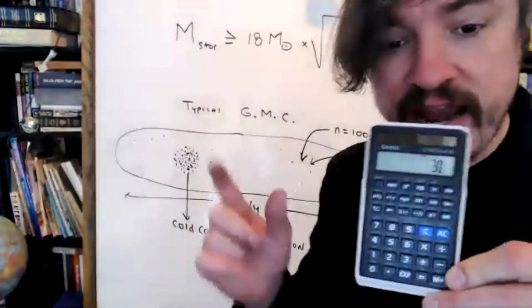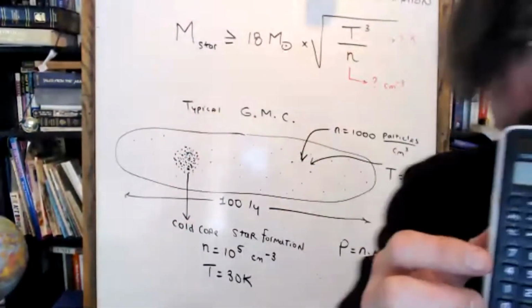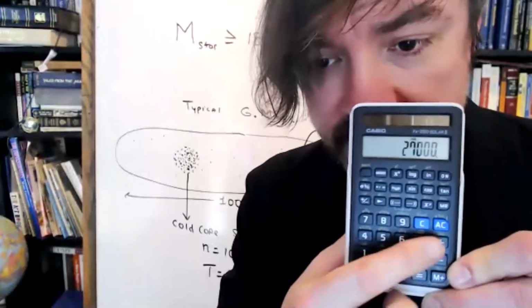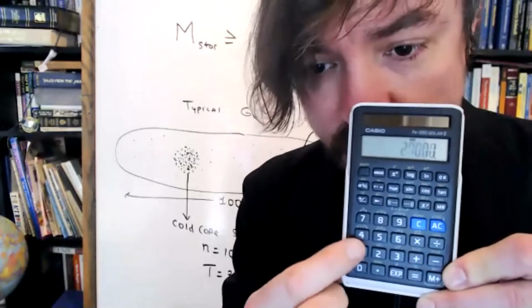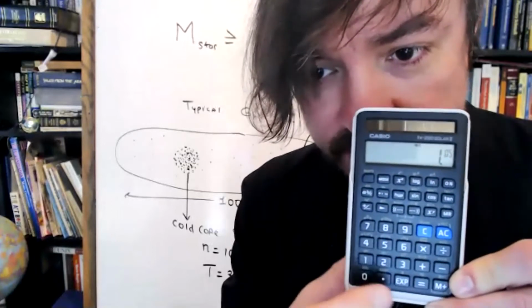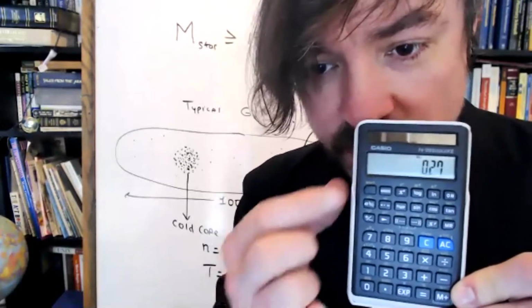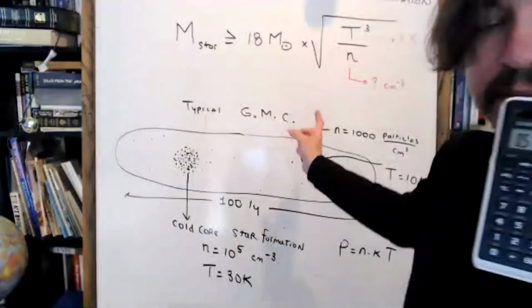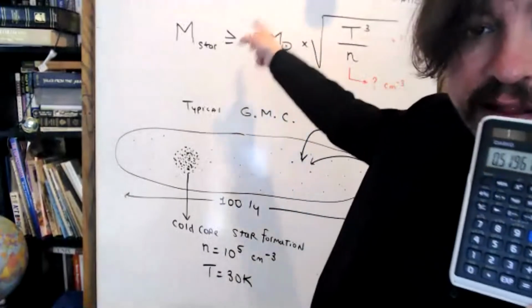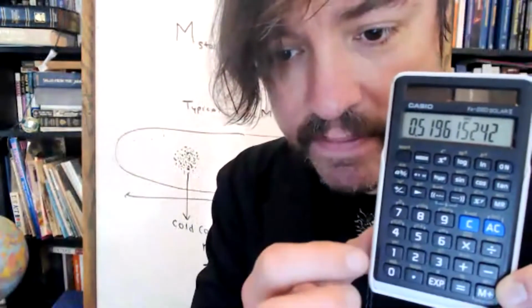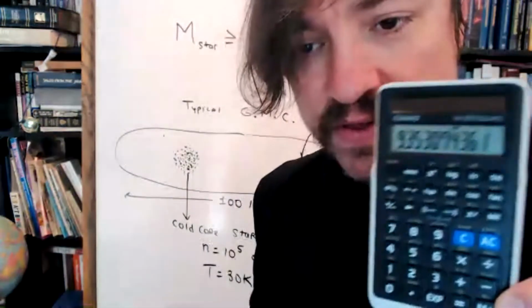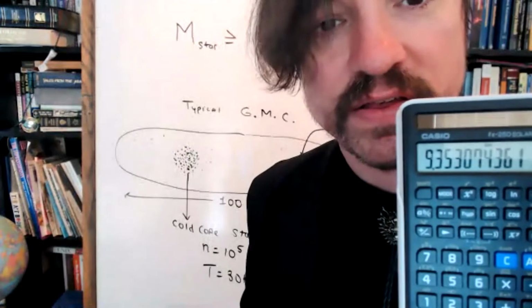Then I would cube it. So shift cube. Then I would divide it by the number density, 1 exp5. I'd hit equals. Then I would shift square root that. And to get my answer in solar mass units, I'll back multiply by 18 times 18. That would form a star 9 solar masses.